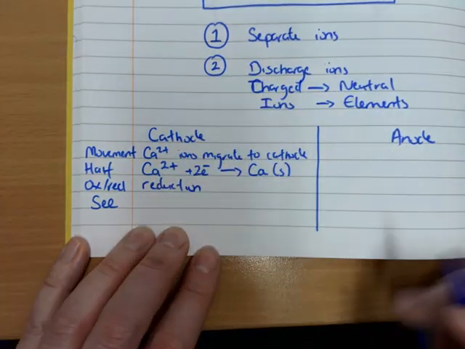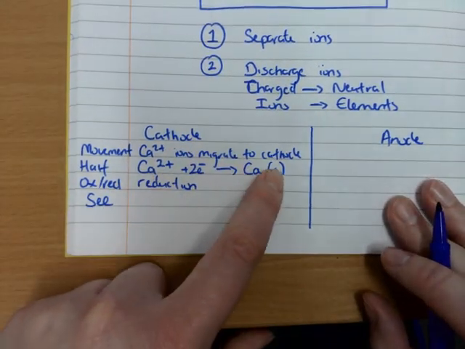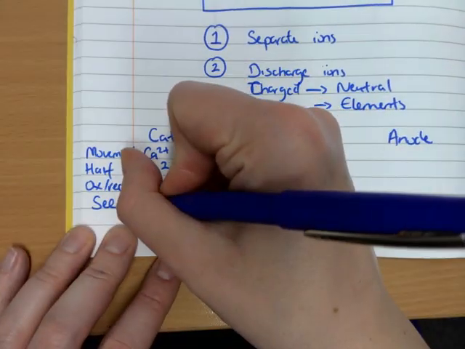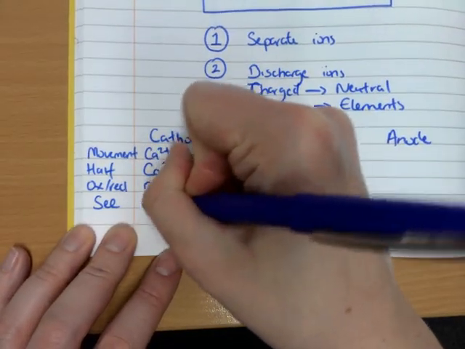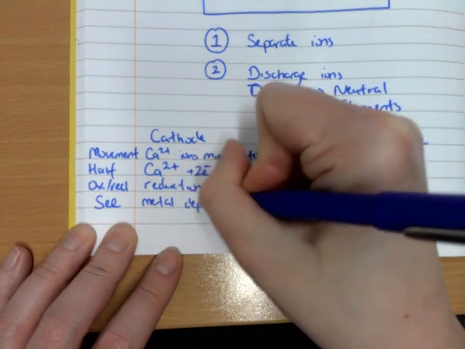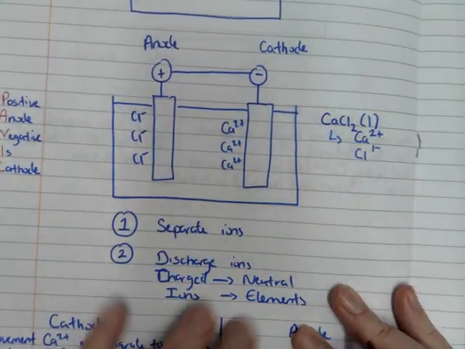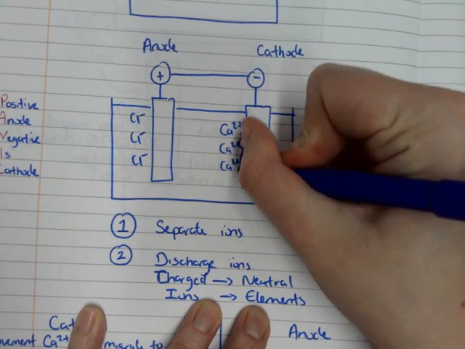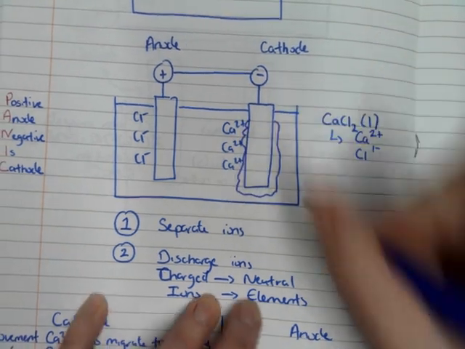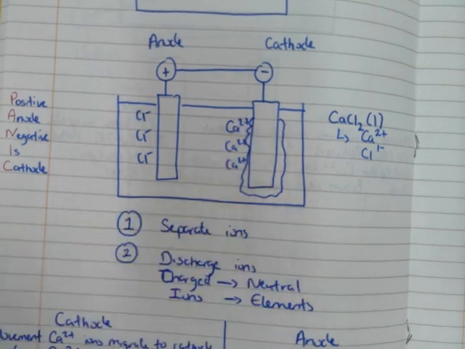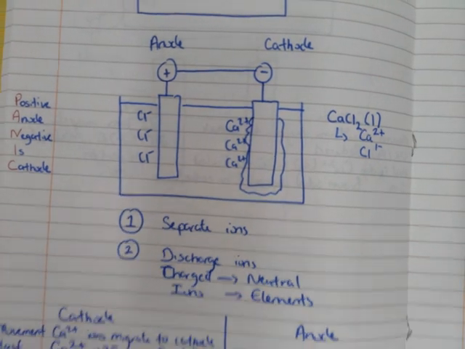What am I going to see? Calcium is a metal, metals are solid. I'm going to see a metal being deposited onto that cathode. So as soon as all of those ions are turned back into calcium atoms, you're going to see the calcium build up on the cathode. You're going to see the silver metal be deposited onto your graphite electrode.